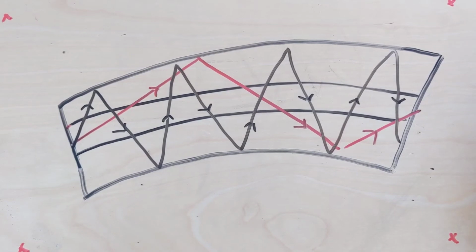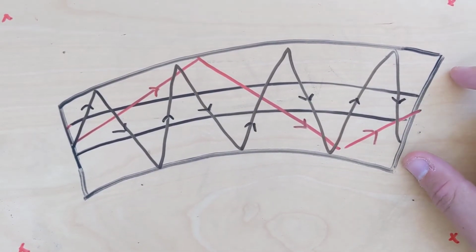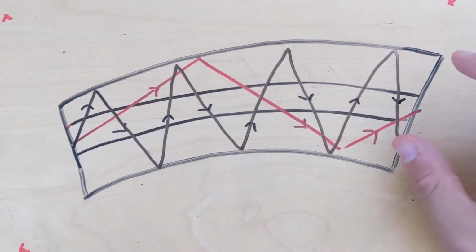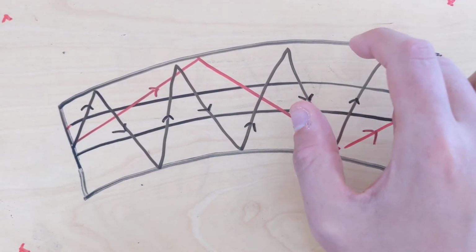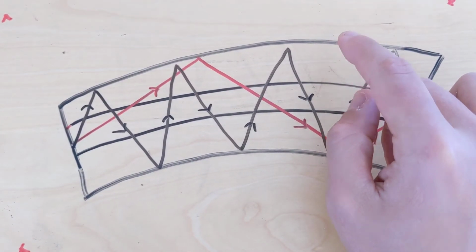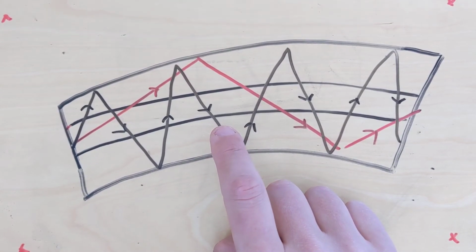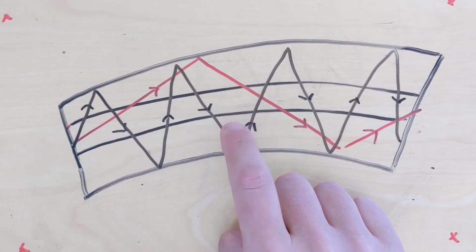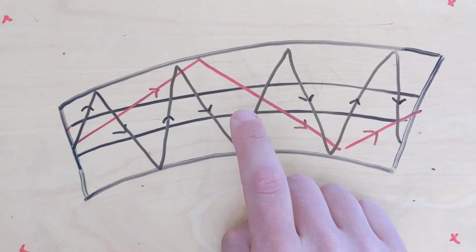Now our red line spends proportionally more time in the core than it does the outer sections, and our black line spends proportionally more time in the outer sections than it does the core. By having a lower refractive index in the outer sections, that means this black line is going to travel faster than the red line because it's spending more time in the lower refractive index. So it's a way of evening out the problem.